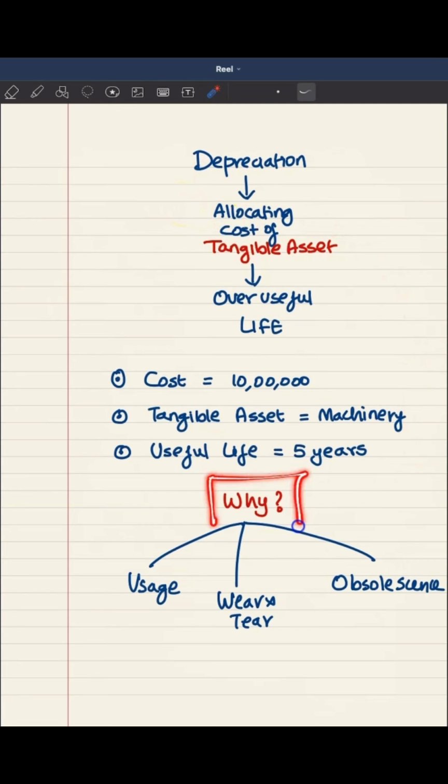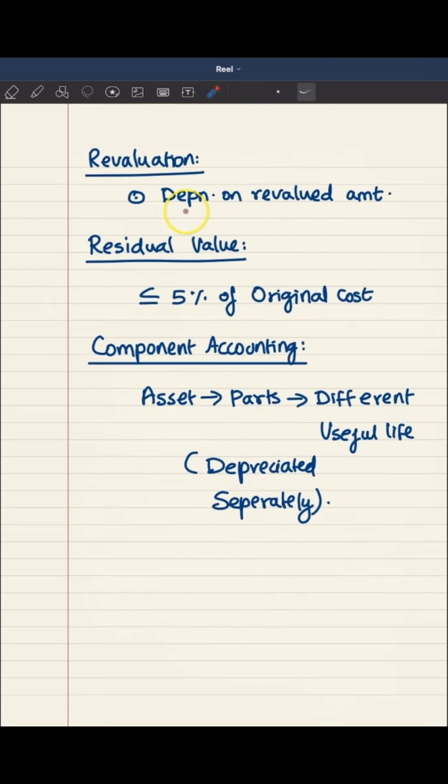And why should it be done? It's because we are using the machine. If we are not going to provide for it, then it's not fair accounting. And the asset is also undergoing wear and tear. It can also result in obsolescence because of passage of time. So all this has to be provided for, and that's why depreciation is provided and charged to the income statement as an expense.